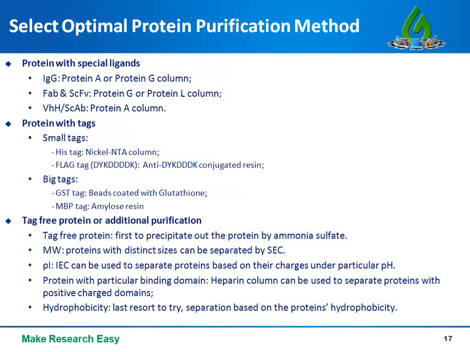Tag-free protein can be separated by SEC or IEC. If tag-free protein has a particular binding domain, such as positive charge domains, a heparin column can be used to separate the protein out. HIC is usually the last resort for protein purification.